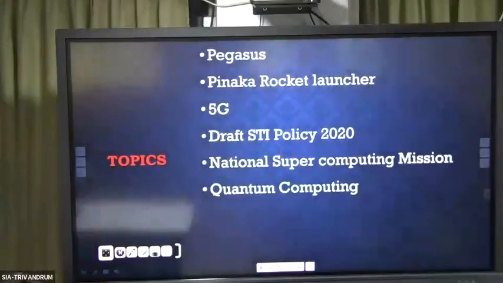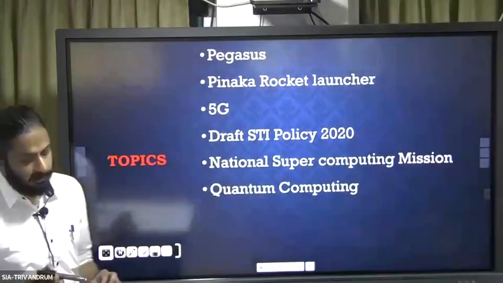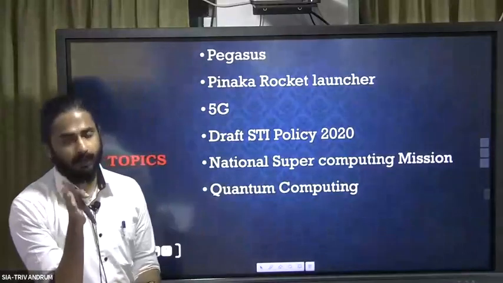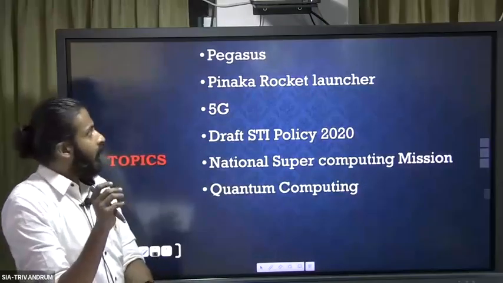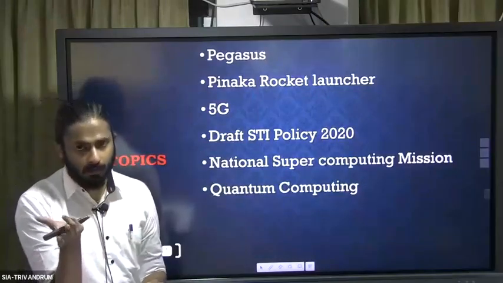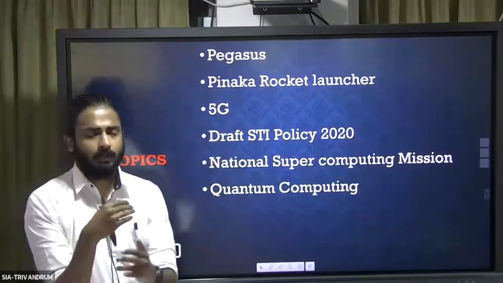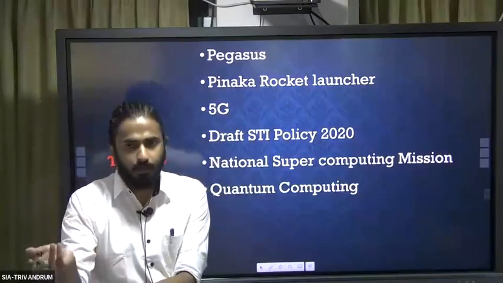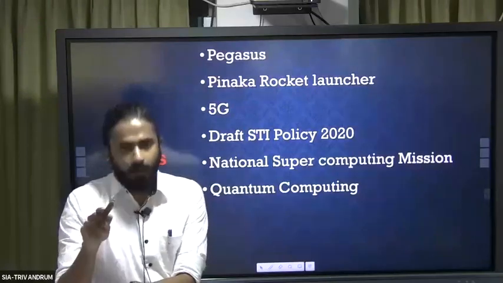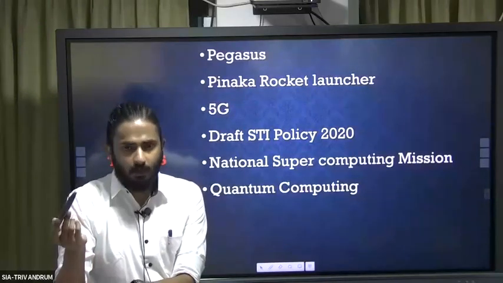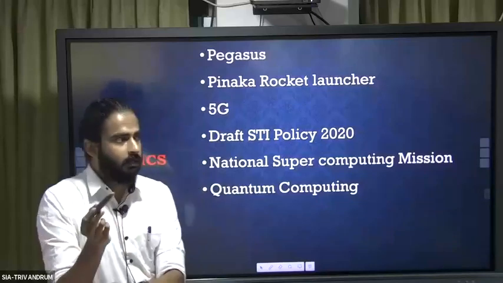So these are the topics I'll be mainly focusing in current affairs. We'll discuss about Pegasus, the issue of Pegasus and what is a spyware, etc. We'll discuss about this Pinaka rocket launcher. What is it? Some latest version of Pinaka rocket launcher we introduced. Then we'll discuss about 5G. 5G technology and what is 5G technology, what are the different types of 5G technology, etc.